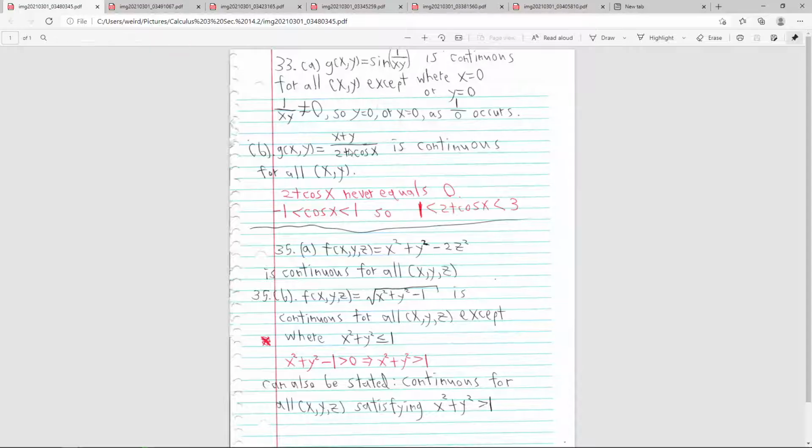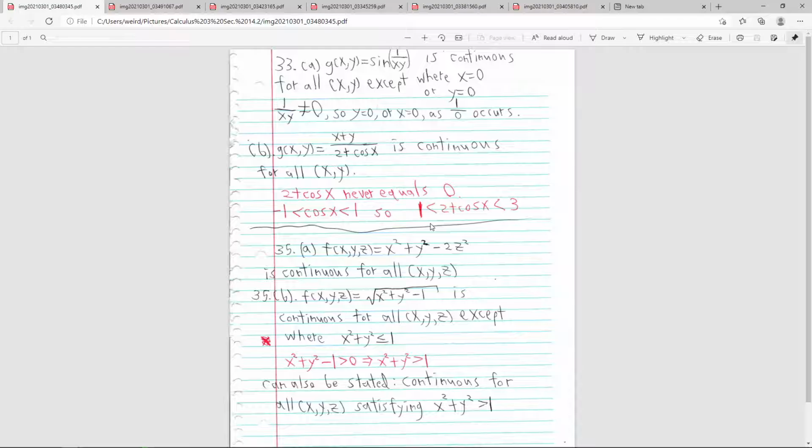G of xy equals x plus y divided by 2 plus cosine x is continuous for all xy. To demonstrate this, 2 plus cosine x never equals 0, because -1 is less than or equal to cosine x, which is less than or equal to 1. That's the range. So for 2 plus cosine x, you add 2 to each side: 2 to -1 and 2 to 1. The denominator could be anywhere between 1 and 3.